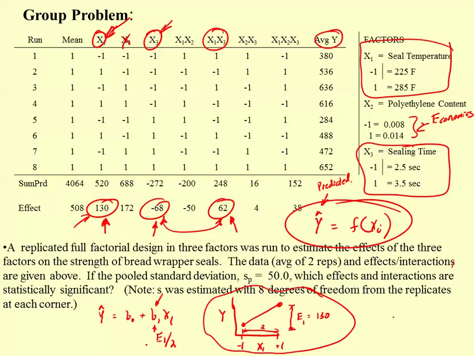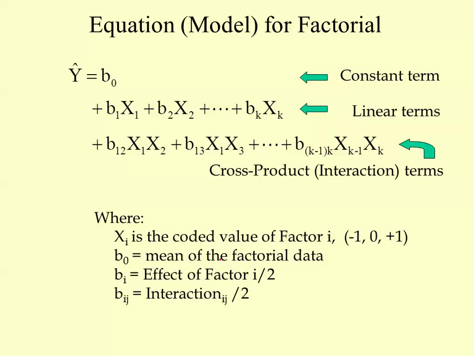So we can put this model together, and what we're going to do is go from effects to coefficients. B3, and I'll call that B13. And the coefficients are simply half the effects. So that's pretty straightforward. We can take those and put those into our model. So that's what this is getting at now.